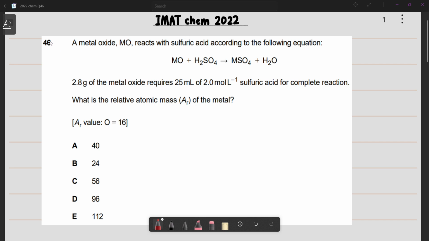Welcome back. This is question 46 from chemistry section in IMAT 2022 past paper. So I will be explaining how to solve it.